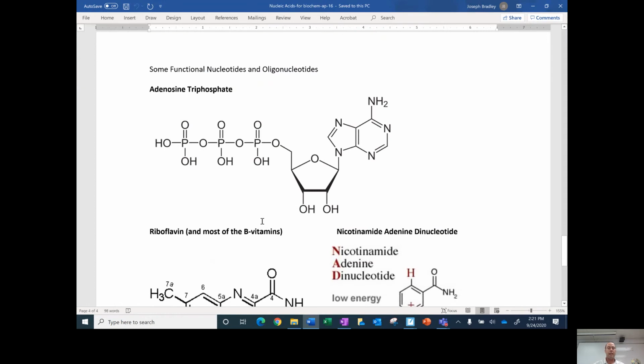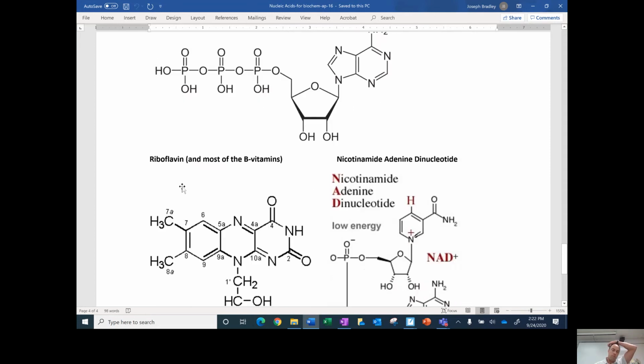Then we have nucleotides and oligonucleotides. You have adenosine triphosphate, or ATP, and you should probably know that as being one of the key things in your body that is going to provide energy, and it does that usually through functional group transfer of this last phosphate group right here on the end. It will add that to some target molecule and change the function of the target molecule.